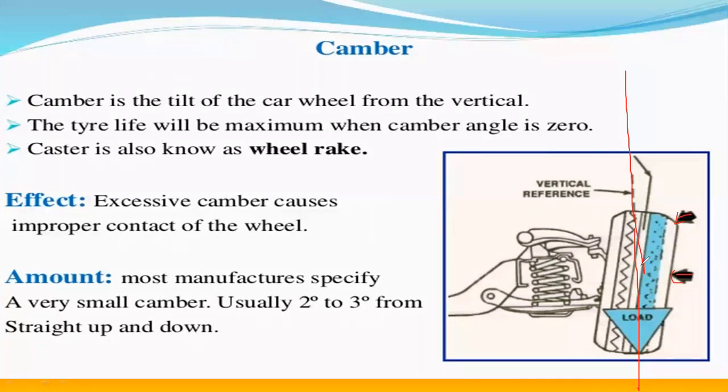The camber is taken to be positive when the wheels tilt outward and negative when the tilt is inward. The camber is usually 2 to 3 degrees only. Most manufacturers specify a very small camber, usually 2 to 3 degrees from straight up and down. Only that amount of angle should be maintained. That angle is called the camber angle.